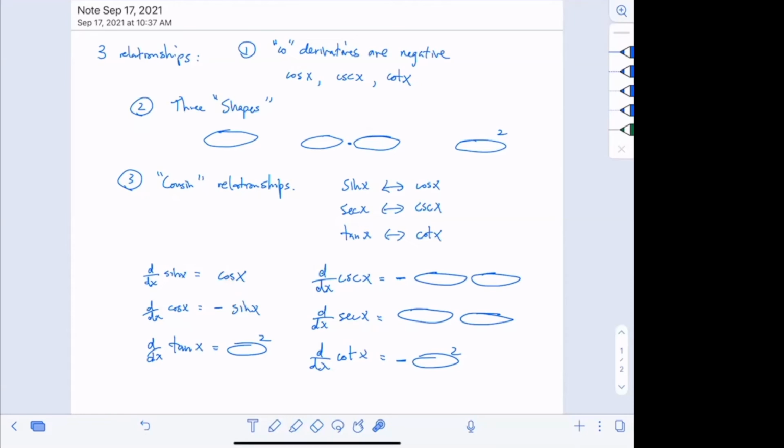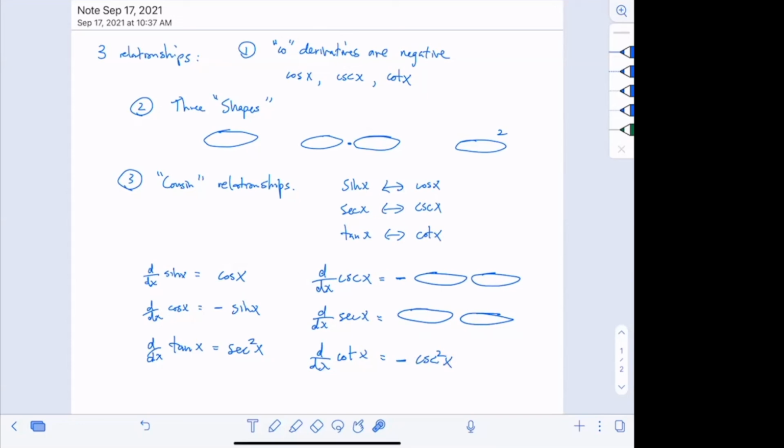If I look at the tangent one next, the derivative is secant squared x. You have to memorize that one. But secant and cosecant are cousins, so the derivative of cotangent of x is just negative cosecant squared x. So you can see that tangent and cotangent are cousins, and their derivatives are also cousins.